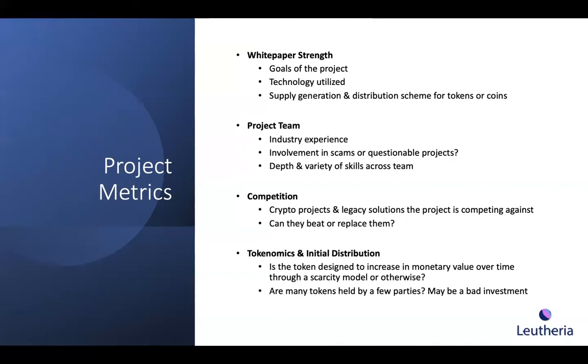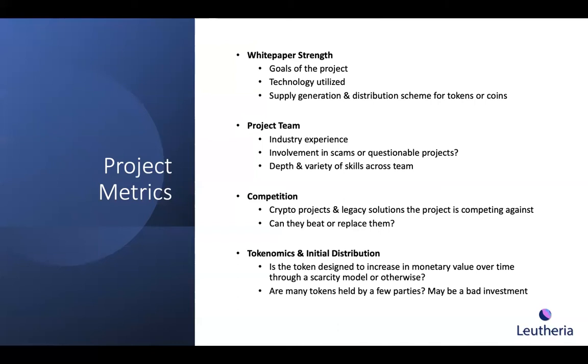But the first type of metrics we're going to be looking at that you can analyze to determine if something is undervalued or overvalued is project metrics. And the first of which is white paper strength. Now, white papers are a document that you can read that every project releases, and basically they're a document that outlines all these different elements of the project.